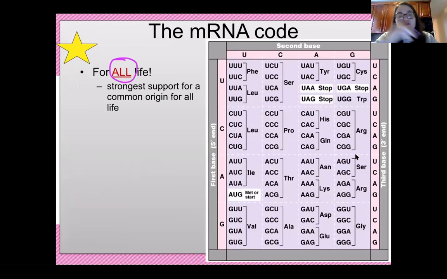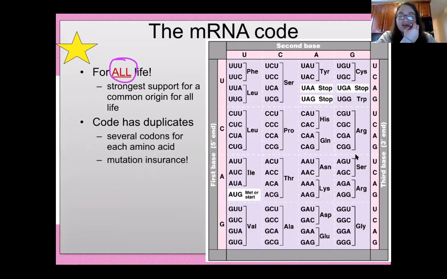Now, the fact that all living organisms use this same sequence of code is a really strong indicator that we all have some sort of common origin for life. So this is a huge bit of evidence that's used to support evolutionary theories because everything that's living uses this.